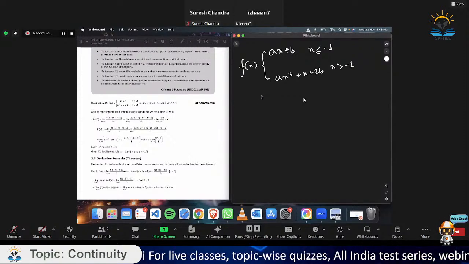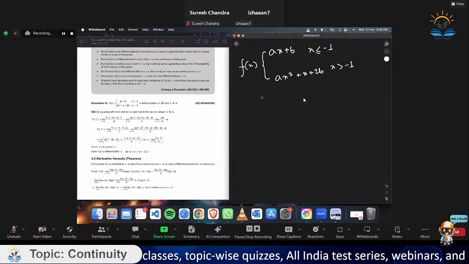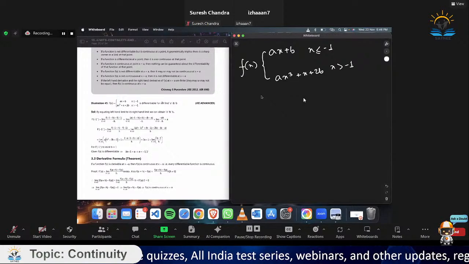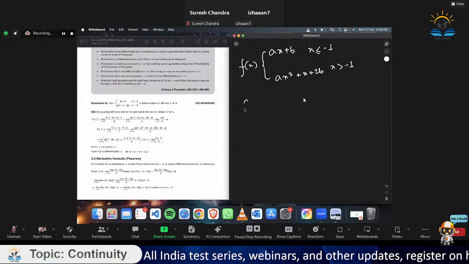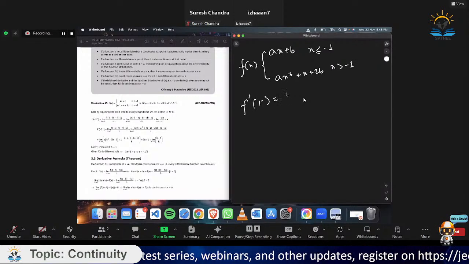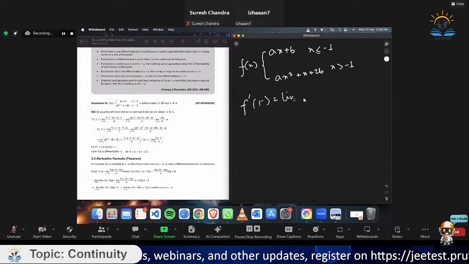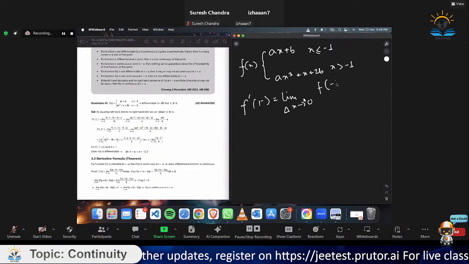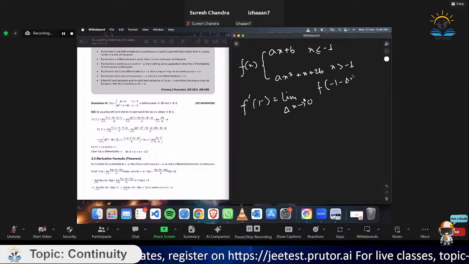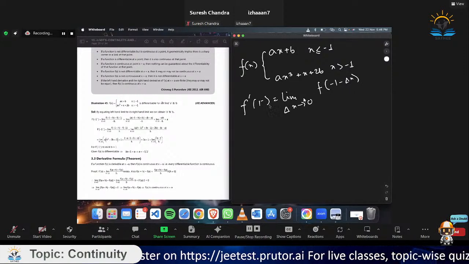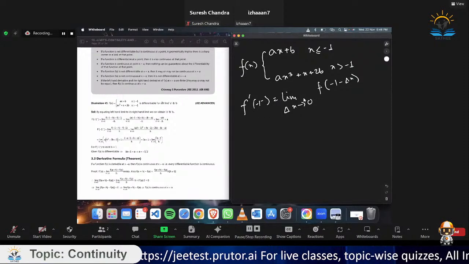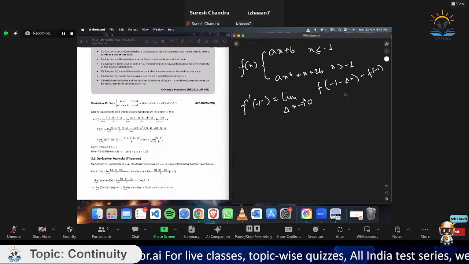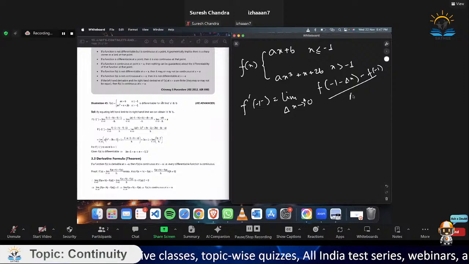So, first of all, what we can do? We can conclude that the left hand derivative should be equal to the right hand derivative for it to be differentiable at x naught. So we'll try and do that. So f dash minus 1 from the minus side will be simply limit Δx tending to 0, f(minus 1 minus Δx) minus f(minus 1) whole divided by Δx.